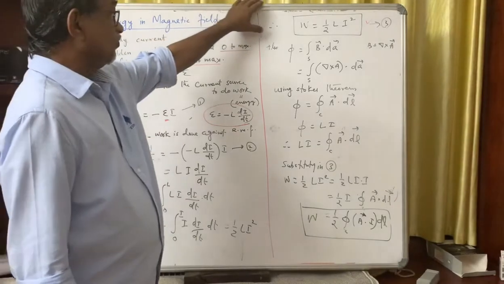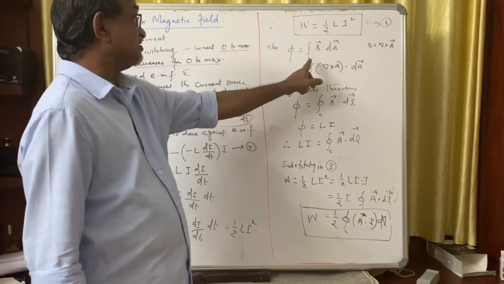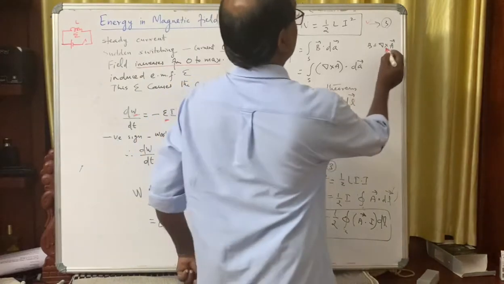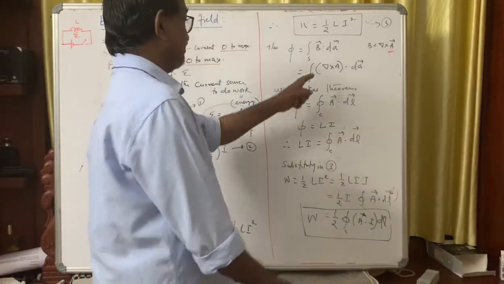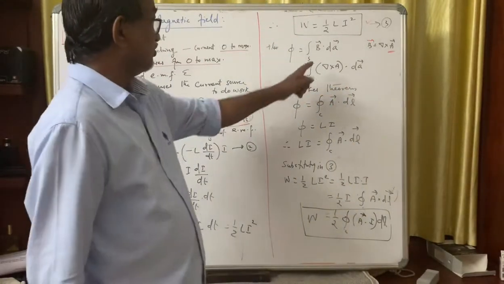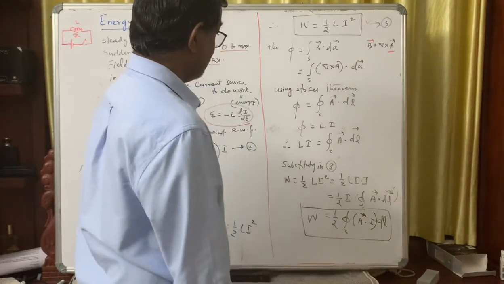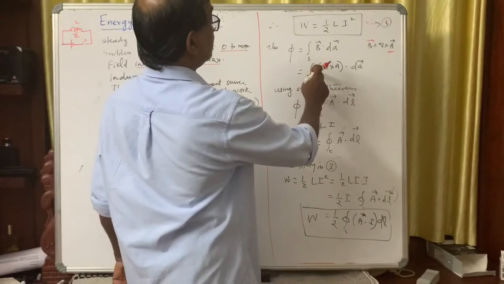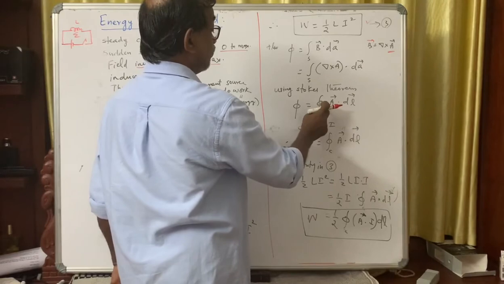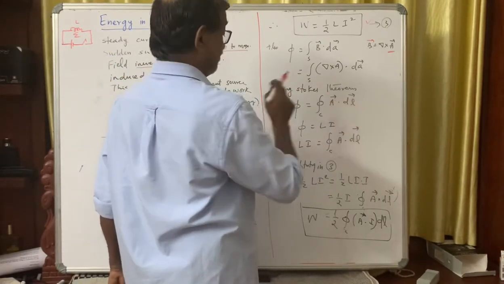Then we consider the magnetic flux phi. By definition, it is the surface integral of B dot dA. And B, in terms of the vector potential A, we can write as B equal to del cross A. So instead of B, substitute del cross A, so del cross A dot dA. Using Stokes theorem here, the surface integral can be converted into the line integral. So phi is equal to the line integral of A dot dl.